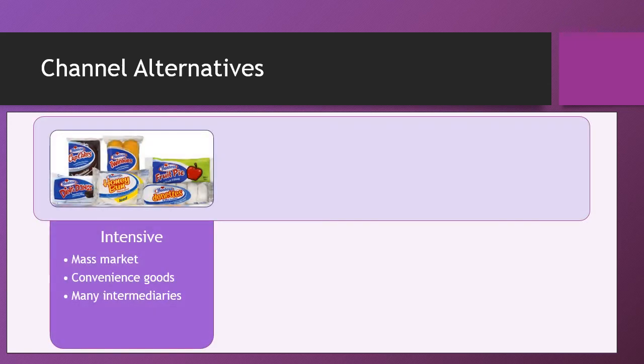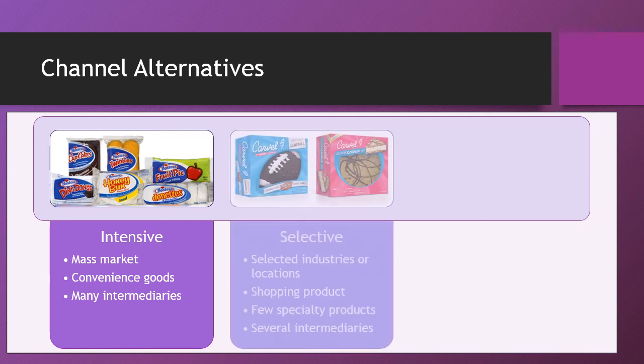Companies can also determine the number of channel members by the use of each level. So there are 3 basic strategies available. There's the intensive distribution strategy. Producers of convenience products and common raw materials typically seek this. Intensive distribution is a strategy in which they stock their products in as many outlets as possible.